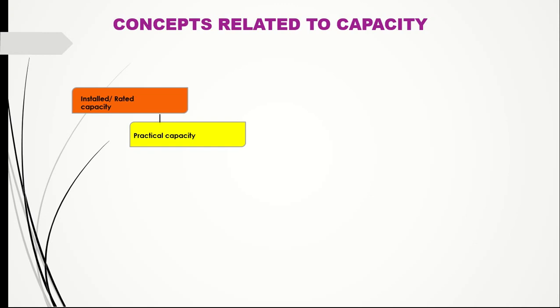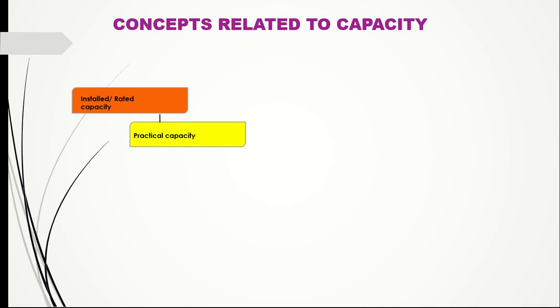2. Practical capacity. It is defined as actually utilized capacity of a plant. It is also known as operating capacity. This capacity takes into account loss of time due to repairs, maintenance, minor breakdown, idle time, setup time, normal delays, Sundays and holidays, stock taking, etc.